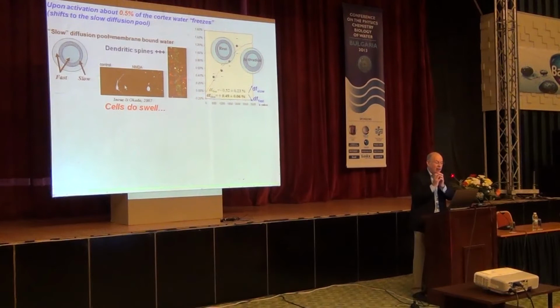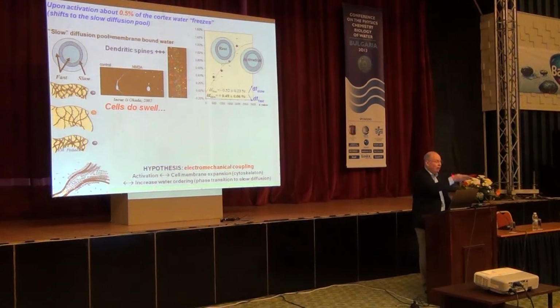However, we should not consider that cells are balloons. That's not true. In fact, neurons have thousands of dendrites, and on the dendrites there are spines, so very small vesicles, if you like, which are dynamic. They swell, they shrink all the time. This is highly dynamic. So the swelling could occur at this level.